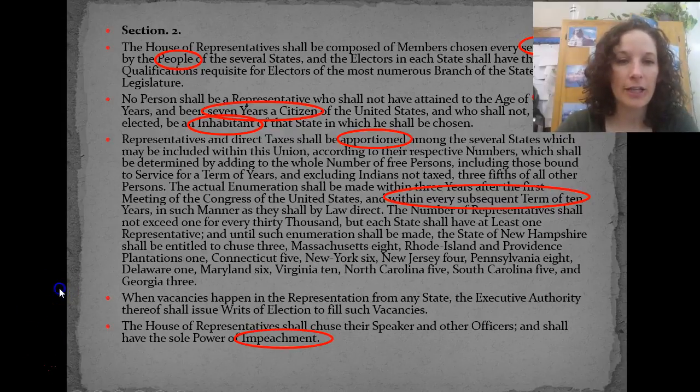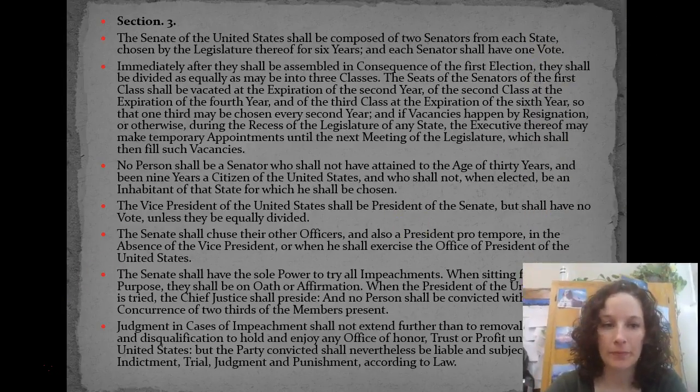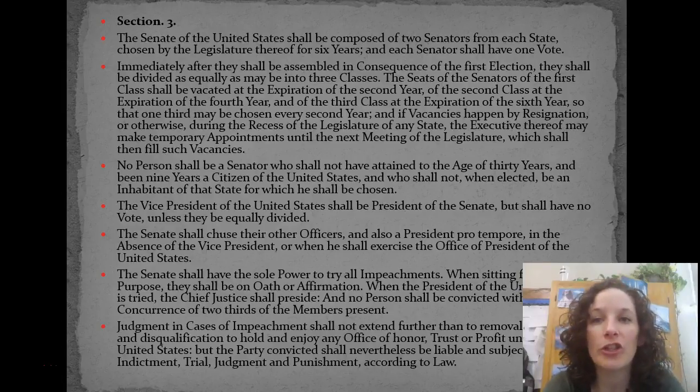Okay, Section 3. This one is all about the Senate. The Senate of the U.S. shall be composed of 2 senators from each state chosen by the legislature thereof for 6 years, and each senator shall have 1 vote. So 2 senators from each state.